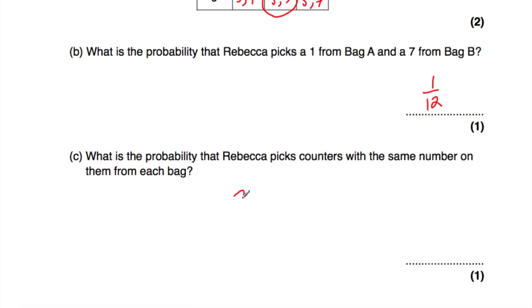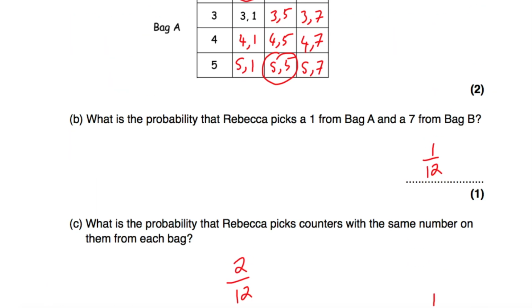So that'll be 2 12ths. And we could cancel that down. Both of these numbers are divisible by 2, so I'm going to divide both of them by 2 to get 1/6. Now we could leave our answer as 2 12ths because we weren't asked to cancel it down, but I just have to give us 1/6. And that's it. That's that question done.